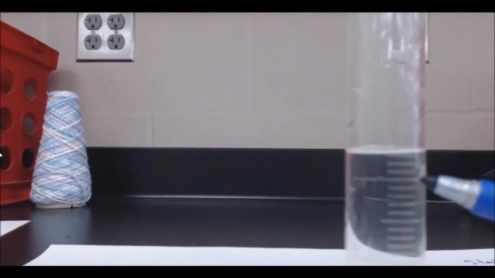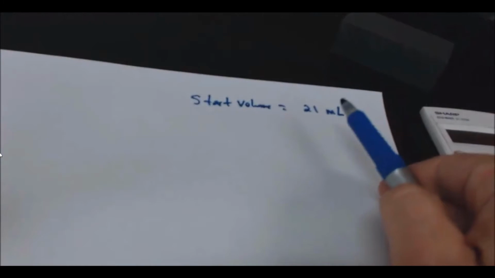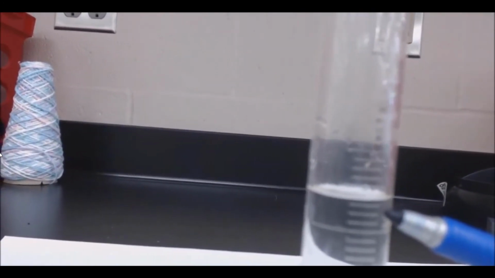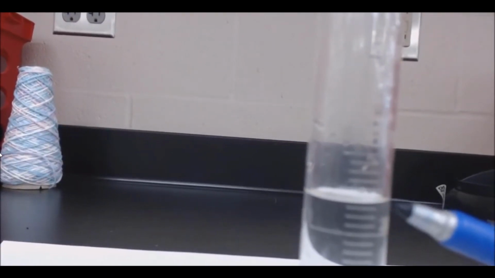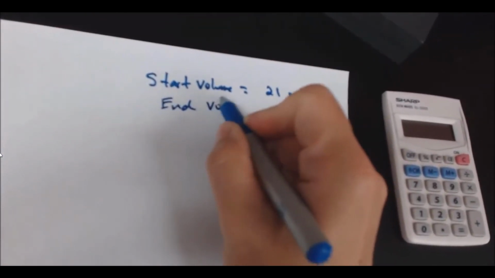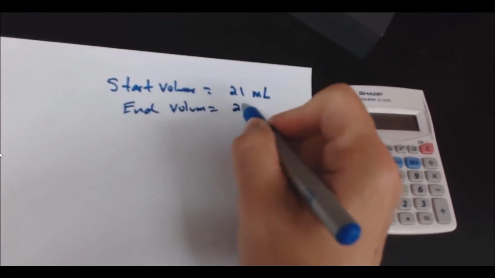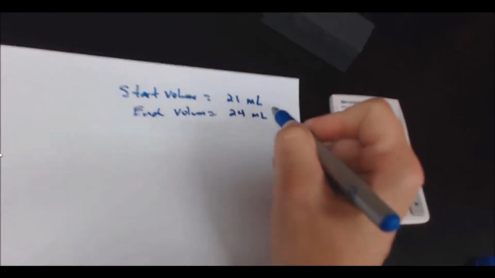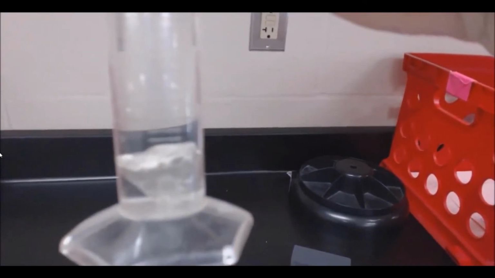So now our water level is reading, when we started, remember, it was 21 milliliters. Now when we read it, here's 20 milliliters, 21, 22, 23, and now it's reading at 24 milliliters. So let's go ahead and write that down. Our end volume of water equals 24 milliliters. So that rock, this little rock in here, actually displaced 3 milliliters of water.